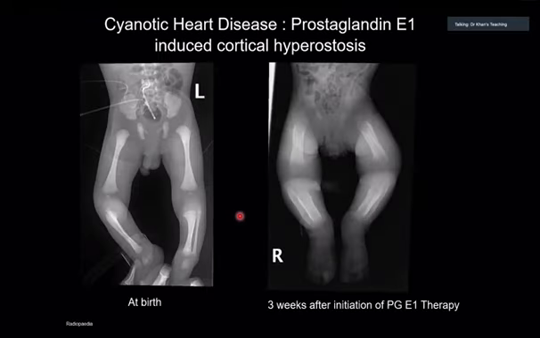Then in your book, there is a differential diagnosis, prostaglandin E1 therapy. So this is a case from literature. You will give prostaglandin to patients who have cyanotic congenital heart diseases. And this is a very good example from Radiopaedia, where this is at birth, and they started giving prostaglandin, and after 3 weeks, you can see all of this periosteal reaction. But you will agree that there are no metaphyseal erosions or things like that.